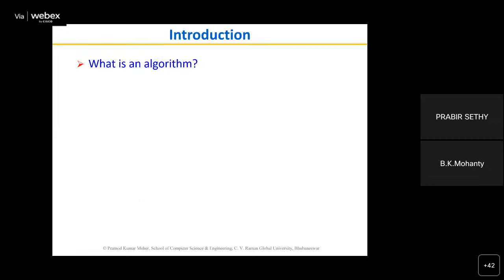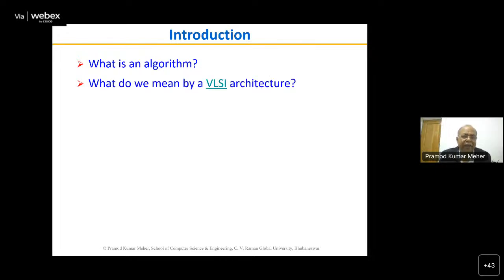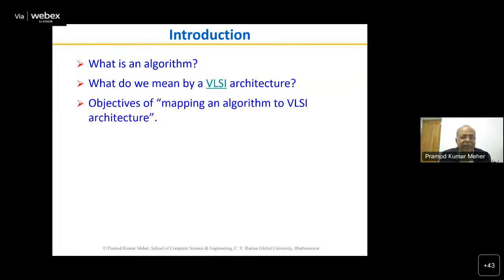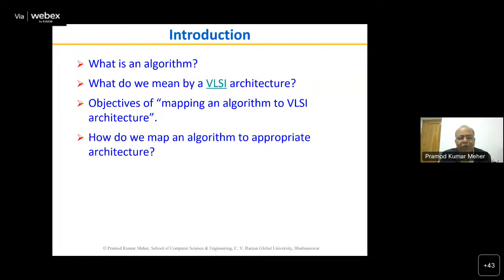So at first, we'll try to know what an algorithm is. Many of you know it; I will just refresh it in the context of hardware design. Then, what do we mean by a VLSI architecture? We hear of many different types of architecture: software architecture, building architecture, and this word is very popular. But what is VLSI architecture? What do we mean by VLSI, and what is VLSI architecture? Then I will come to the objectives of mapping an algorithm to a VLSI architecture: why we need it, and how we do it. How do we map an algorithm to an appropriate architecture?